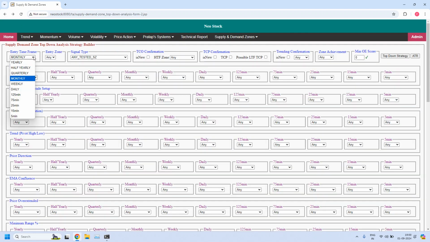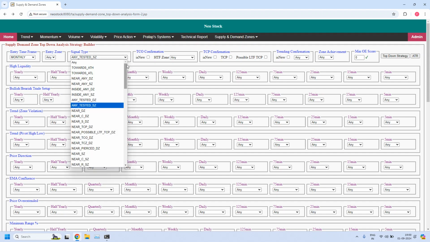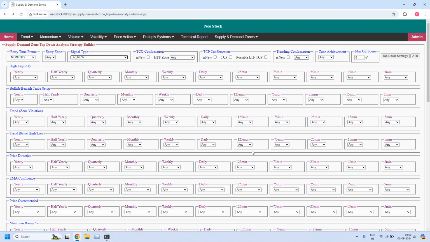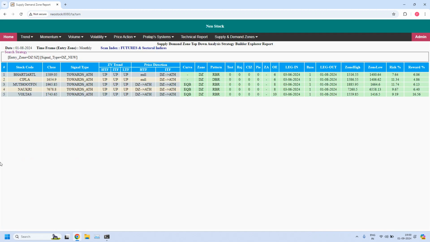So in the next report for monthly time frame, let us find the stocks having newly created monthly demand zones during this month. So these 5 stocks have monthly demand zones created during this month.